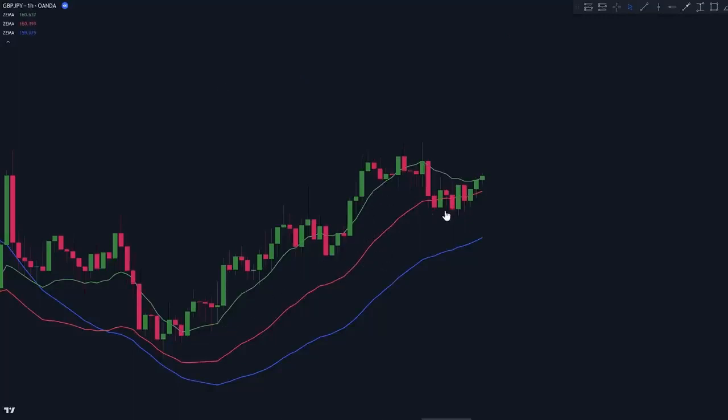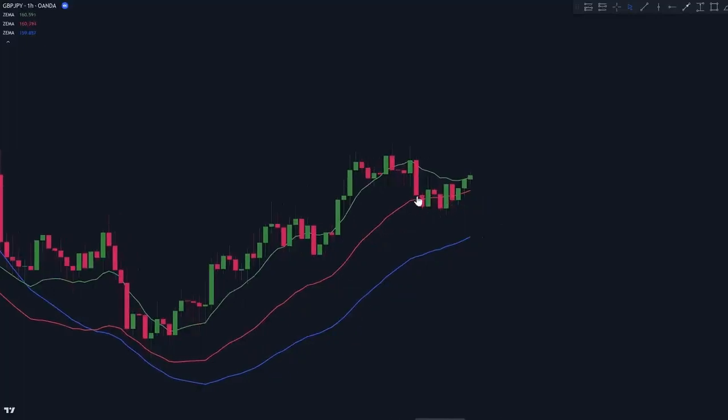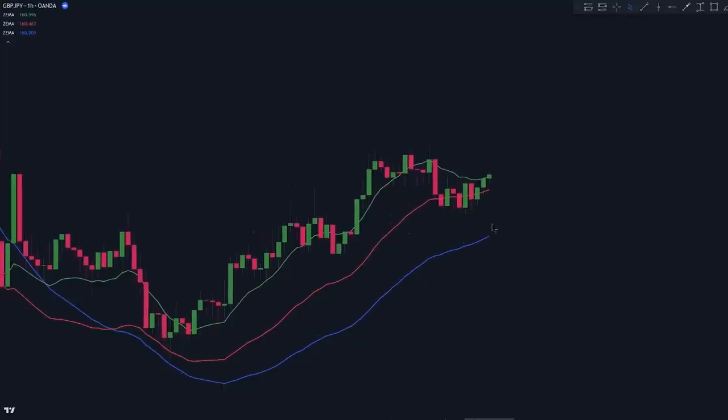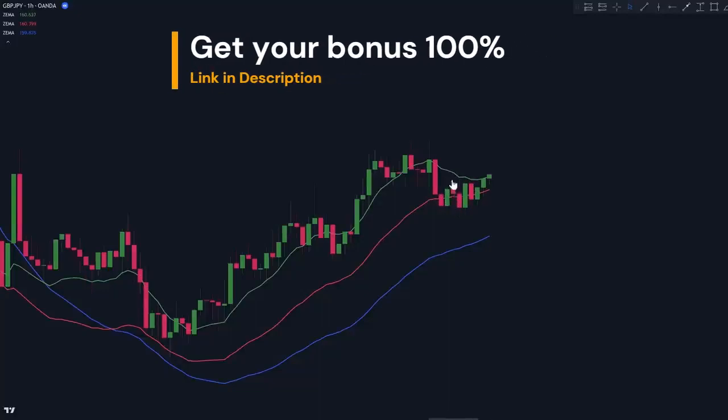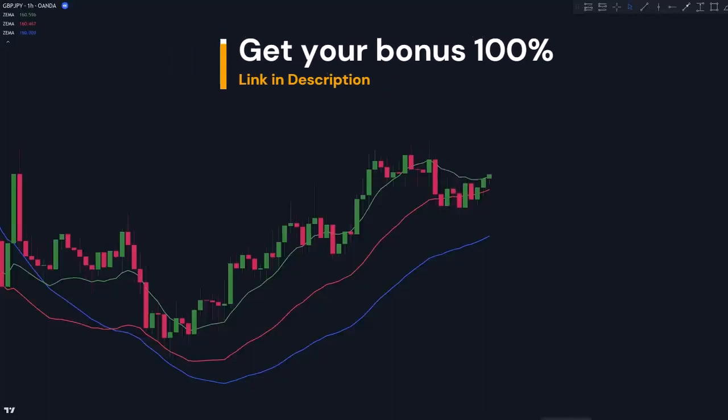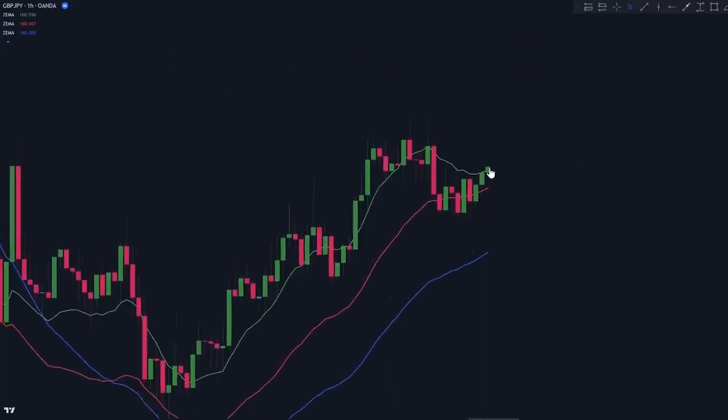Now here's one more long example. As you can see here, the ZEMA indicators were aligned to a bullish trend, then the price pulled back and touched the red line without touching the blue line. During the pullback, we also see that there was at least one candle that opened and closed below the green line. After the pullback, this candle broke and closed above the green line, so it becomes our entry candle.